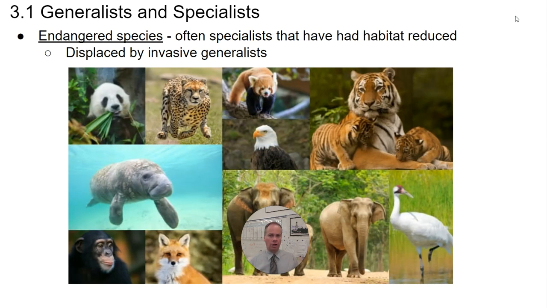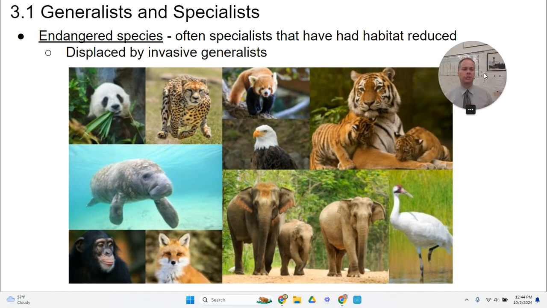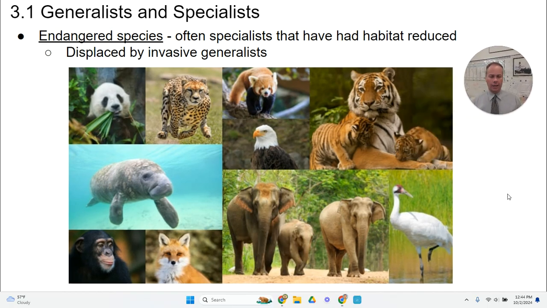And those generalists can often endanger specialist species because the specialist species have a very narrow range in which they can exist, or narrow food preferences and habitat preferences. If generalist invasive species enter their habitat, they can often outcompete these species that have a much narrower range, these specialist species.